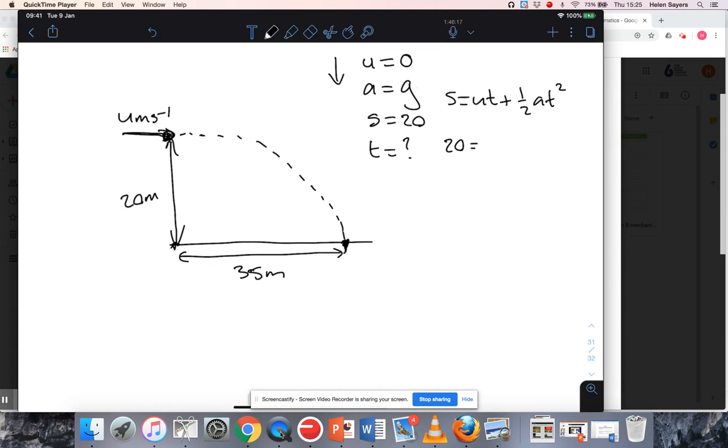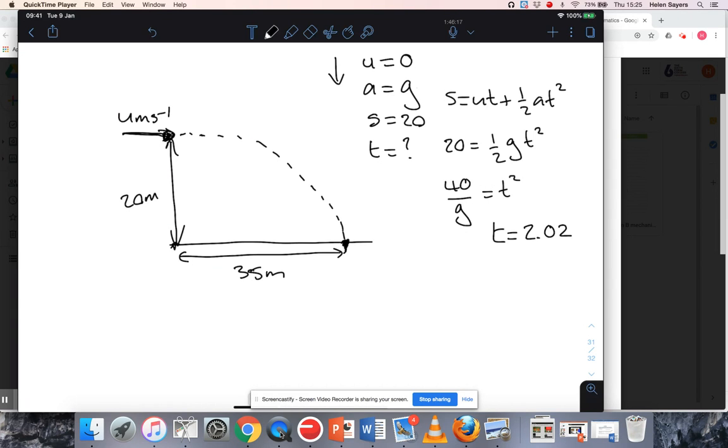So 20 = 0t + ½gt². So if I times by 2 and divide by g, that will give me t². So g is 9.8, so if I do 40 divided by 9.8, I get 4.08, and if I square root that, I get plus or minus 2.02, and because it's time, the negative one doesn't make any sense in this context, so it hits the ground after 2.02 seconds.